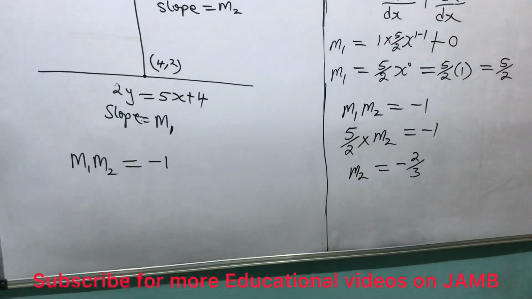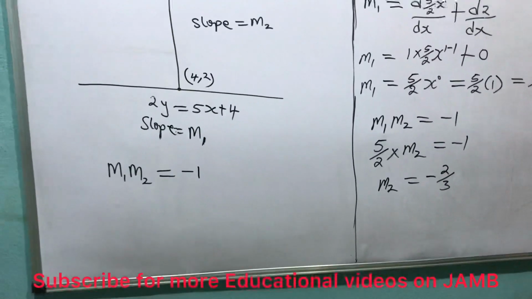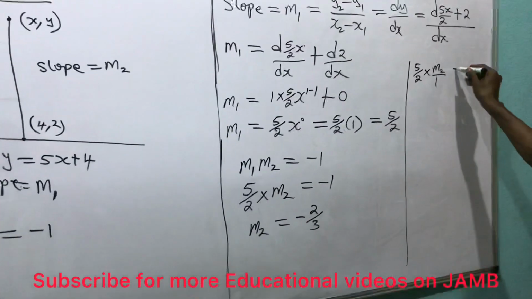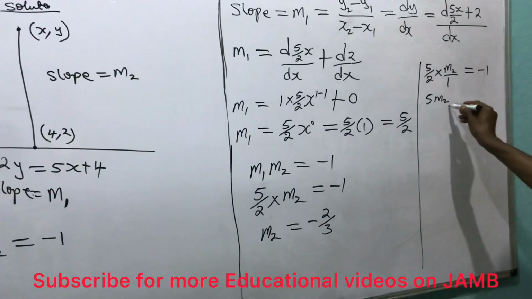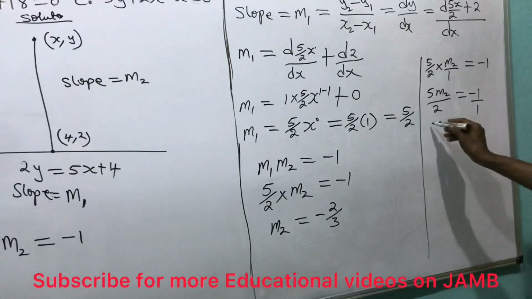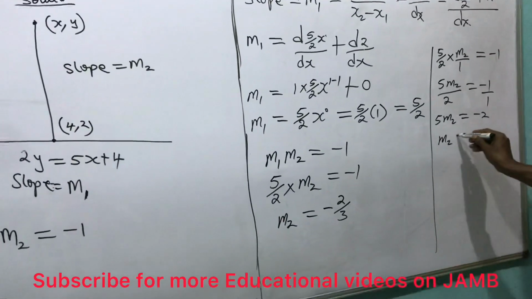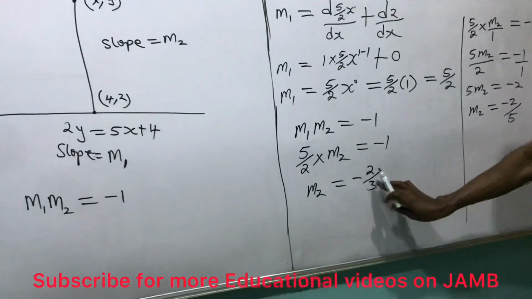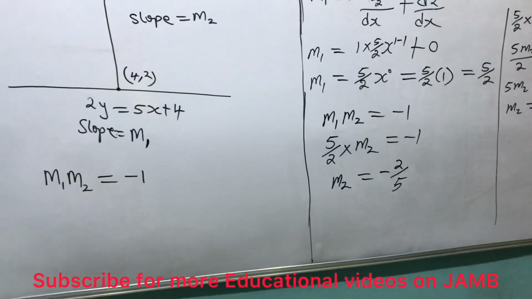You know what I did to get this m2? You remember that what we have there is 5 over 2 times m2 over 1 is equal to minus 1. Cross multiplication gives me 5m2 all over 2 is equal to minus 1 all over 1. Cross multiplication, I'll have 5m2 is equal to minus 2. Therefore, m2 is equal to minus 2 divided by 5. And that's how I get this: minus 2 divided by 5. I mean to say, not 3, divided by 5. That's what we get there.